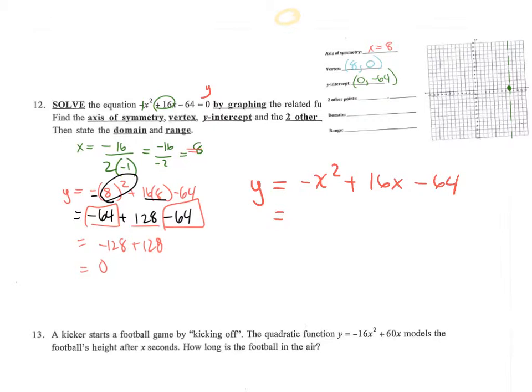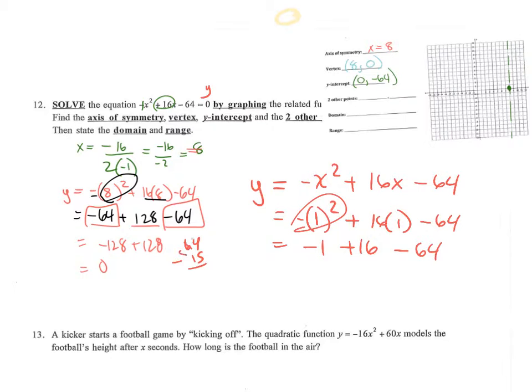I'm going to choose 1. If x is 1, then I get negative 1 plus 16, which is 15. 15 minus 64 is negative 49. That's a big number again. So when x is 1, y is negative 49. Those are way too big for this. They are pretty big.